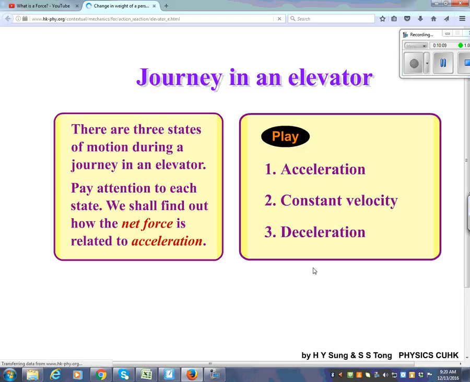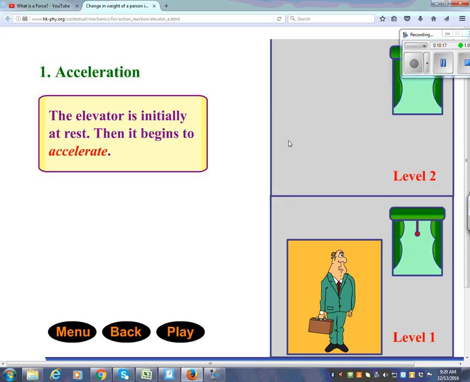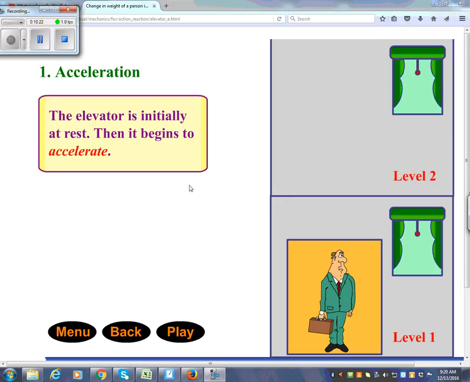So, there are 3 states of motion during a journey in an elevator. Pay attention to each one. We should find out how the net force is related to acceleration. Okay, so the elevator is initially at rest and then it begins to accelerate. So watch the guy in the green suit. He's going to go up to level 2 here.